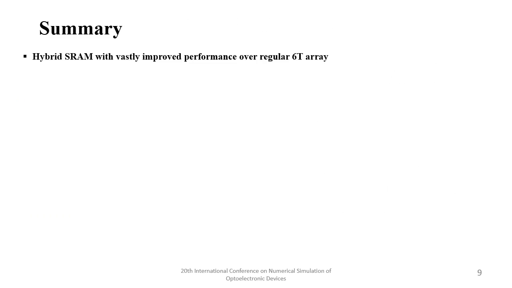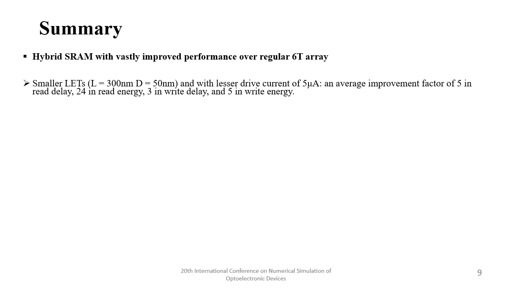In summary, we would like to compare the performance of hybrid SRAM with LETs of two different sizes and two different drive currents. First, we consider a smaller LET with a lesser drive current, and we found out that an average improvement of a factor of 5 and 24 can be achieved in the read delay and energy respectively, while a factor of 3 and 5 can be achieved in the write delay and write energy.